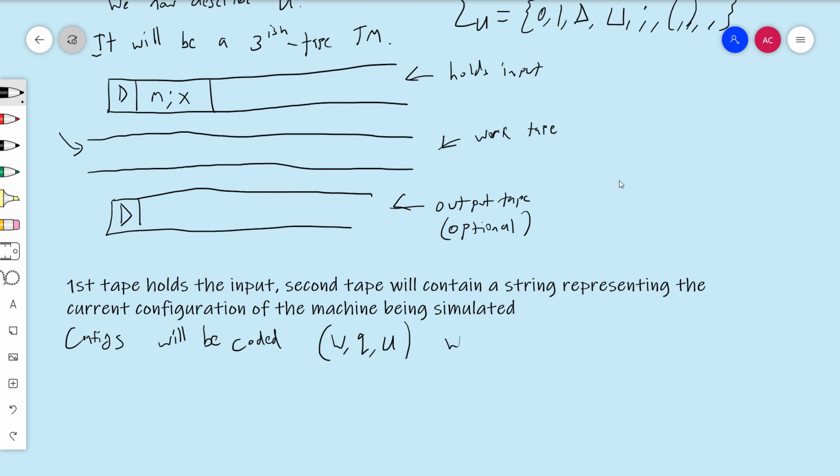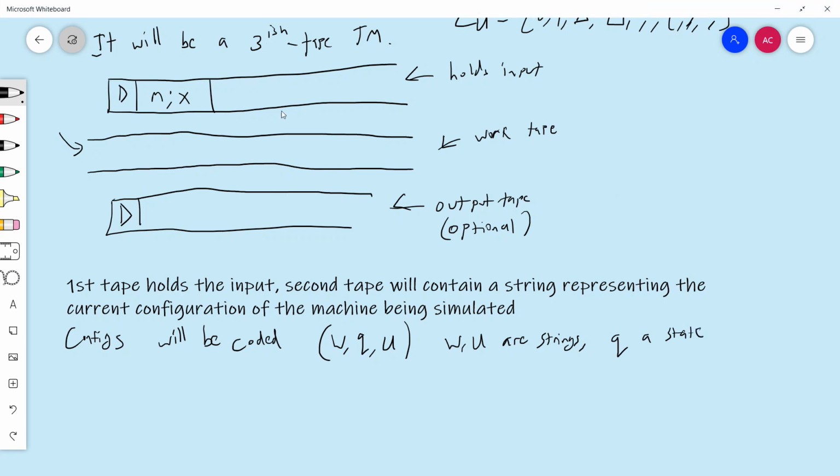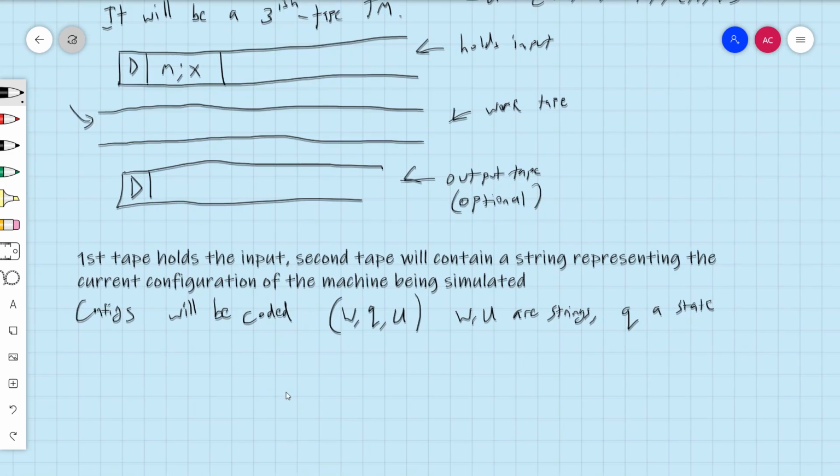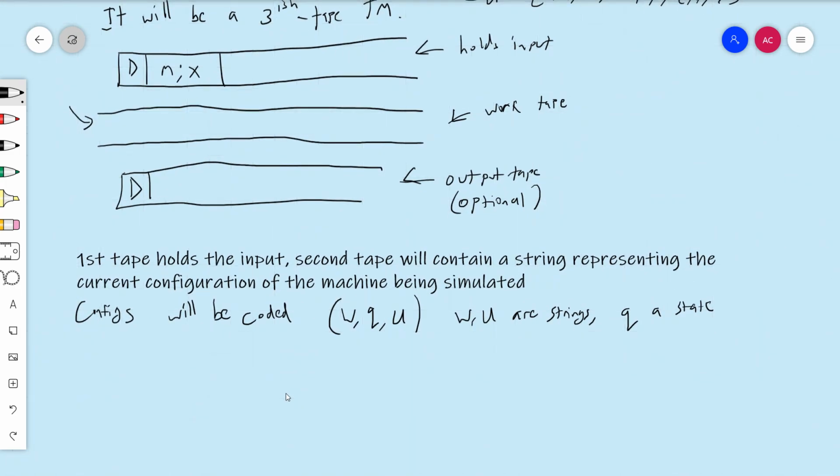But we don't really have to think too hard about that. W and U are strings, and Q is a state. And remember, it's all represented in binary, but that is kind of what it's going to have. The idea, so how does this code a configuration?